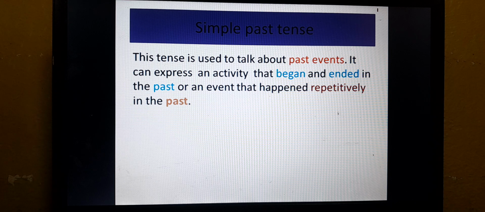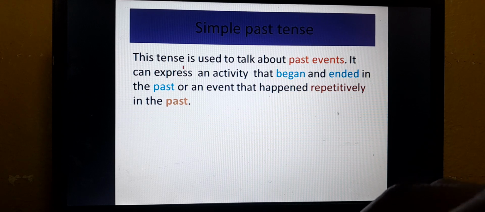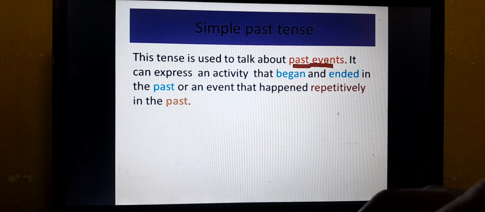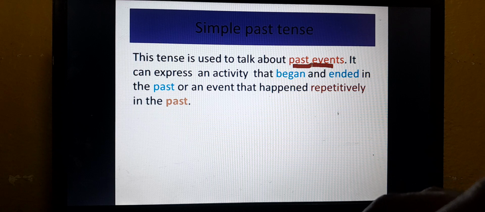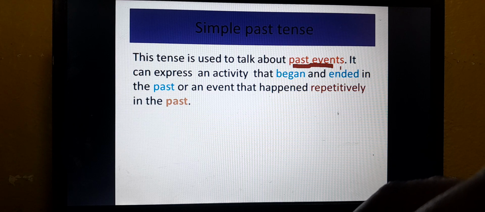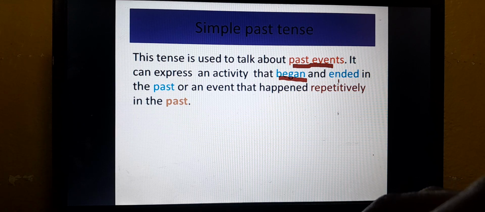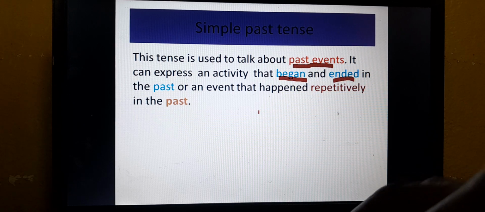Good. Simple past tense. Here it says that this tense is used to talk about past events. When we are talking about simple past, our focus is on events or occurrences that are based on or dependent on past events or time. It can express an activity that began and ended in the past.